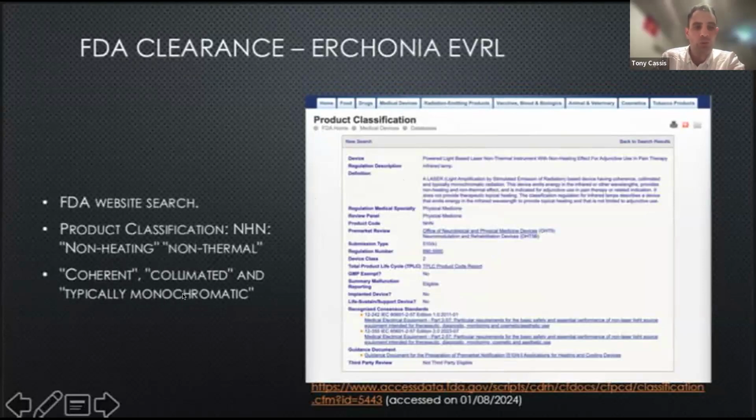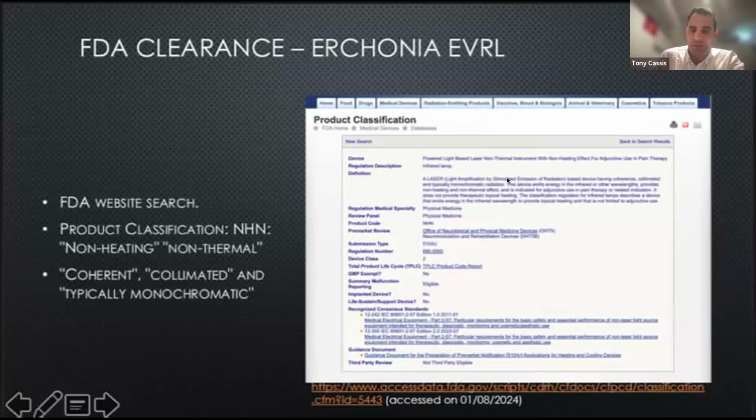All of these are really important terms that we'll cover as the slides progress. But again, really important when we come to talk about what it is that you're buying when you're buying a laser, because a lot of the money that you spend on whatever laser you buy goes into the coherence, the collimation, and the monochromaticity of the laser. So the NHN product code is basically a non-heating, non-thermal unit that is used for therapeutic healing or pain relief.